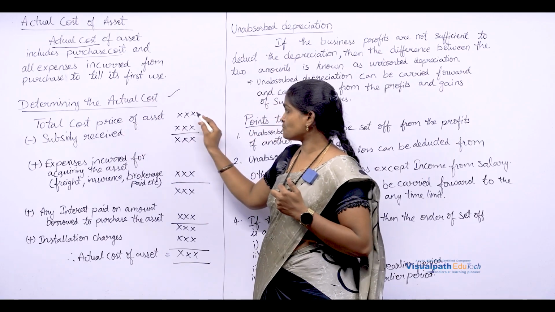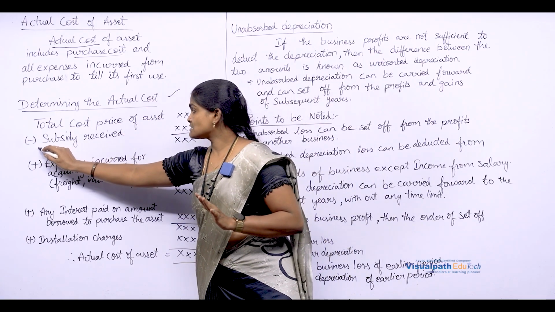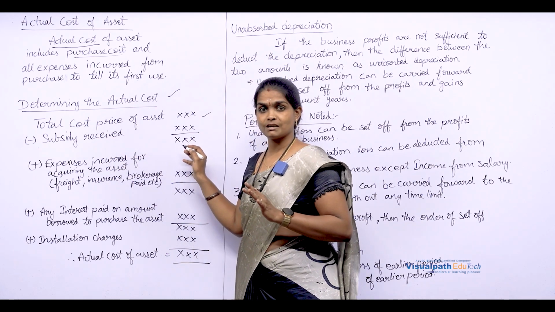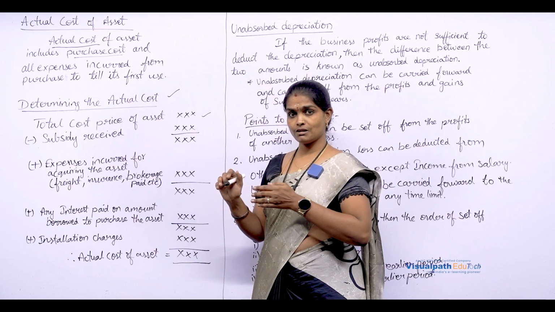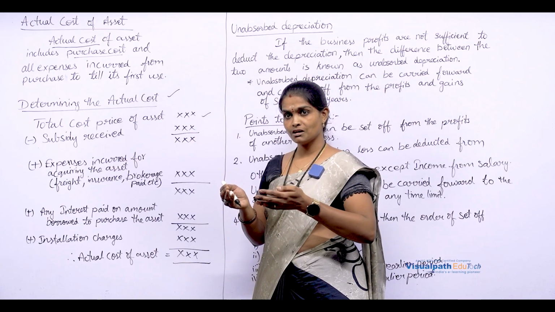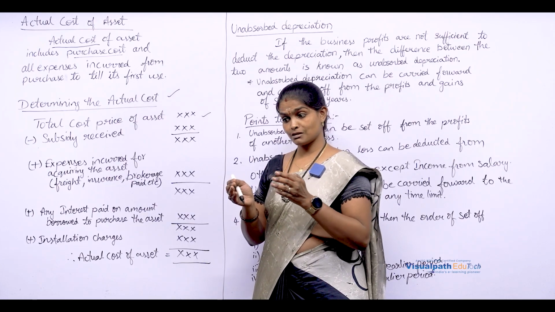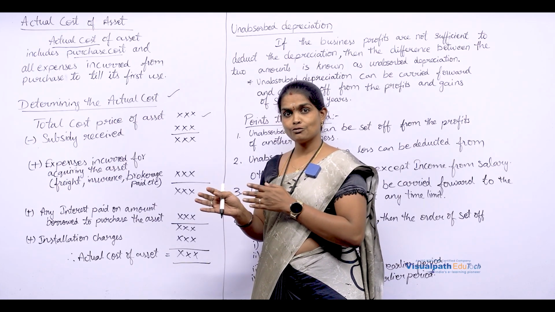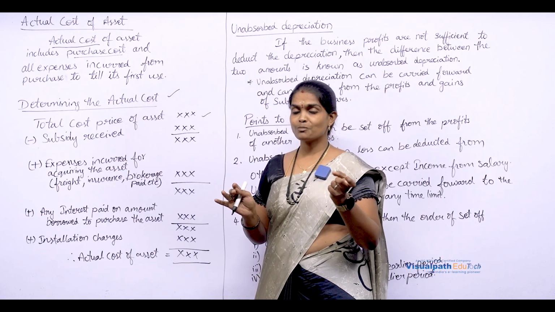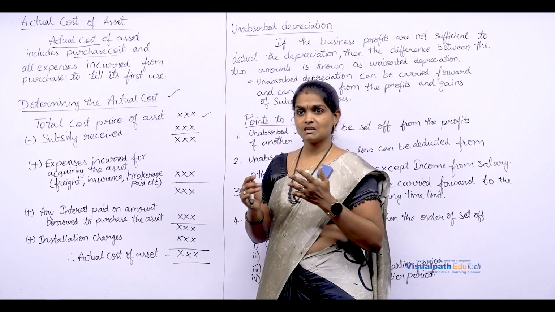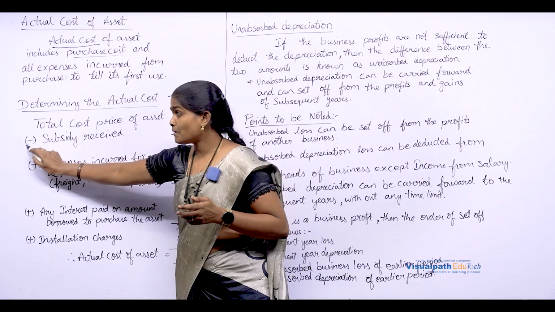First, the total cost price of the asset. From the cost price, the subsidy received must be deducted. When will the subsidy be received? Whenever you are contributing to the economy, like you are starting a business in a rural area, or you are purchasing machinery and starting your factory in a rural area, then it contributes to the economy, right? So the government will pay you a subsidy. That subsidy is a benefit to the business, so the subsidy received will be deducted.